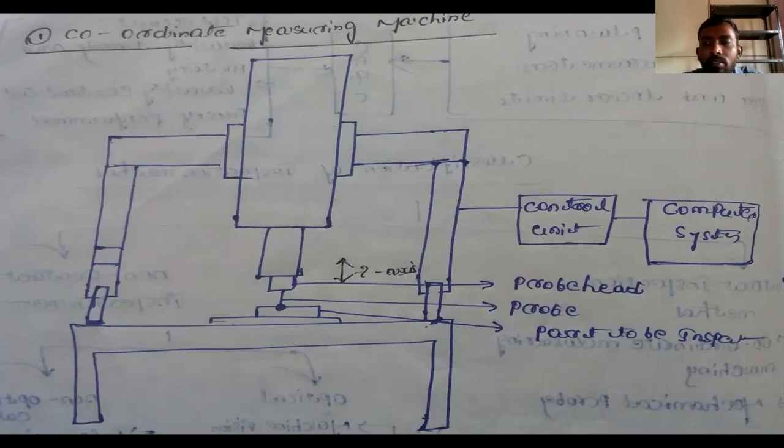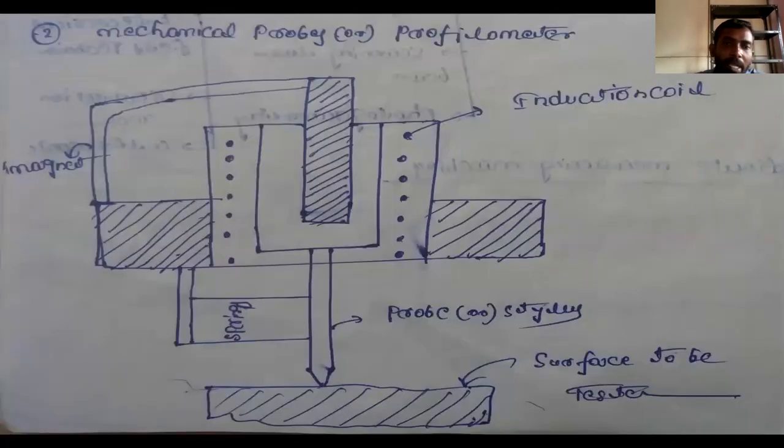So that's why we call it CMM in CNC. It is the coordinate measuring machine. So next, we can see here the mechanical probe. The mechanical probe is another method of the contact inspection methods. So here, mechanical probes.